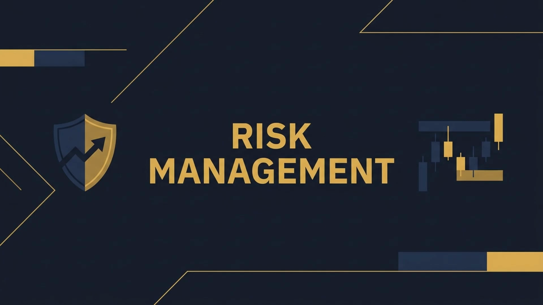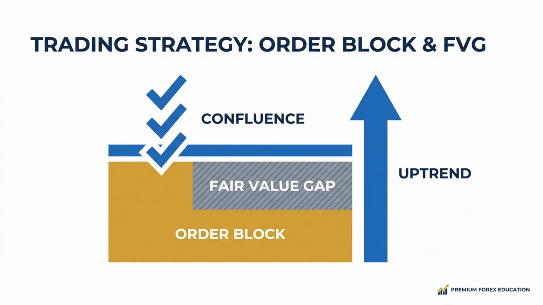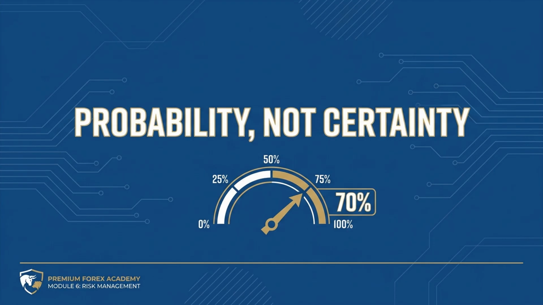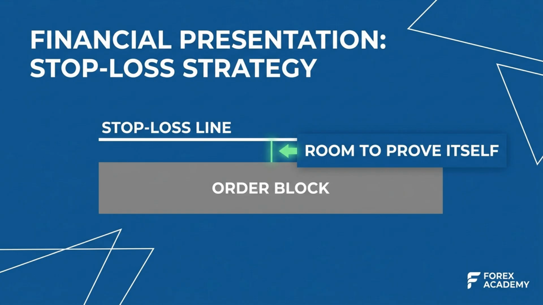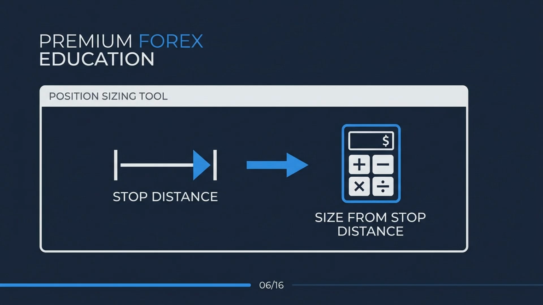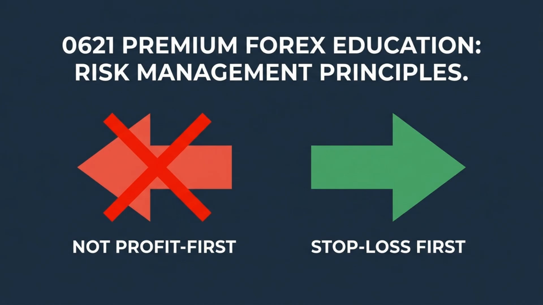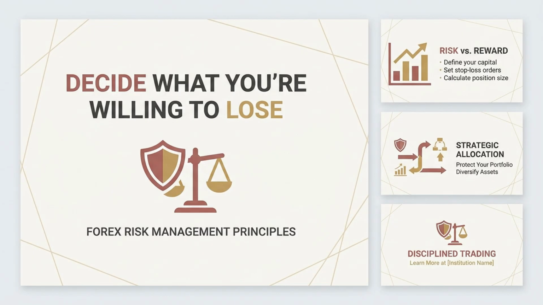This is where risk management stops being a boring add-on and becomes the actual skill. Even a textbook order block, sitting inside perfect confluence, aligned with trend, backed by a fair value gap, is still a probability, not a certainty. That means your stop loss goes beyond the zone, not inside it, giving the setup room to prove itself without exposing your account to an unreasonable loss if the read is wrong. Position size gets calculated from that stop distance, not the other way around. Professional traders don't decide how much they want to make and then reverse engineer a stop loss to fit. They decide how much they're willing to lose, and let that number shape everything else.